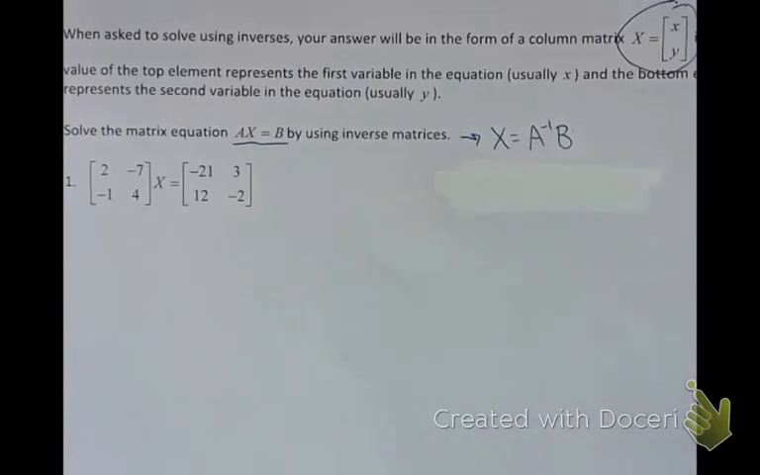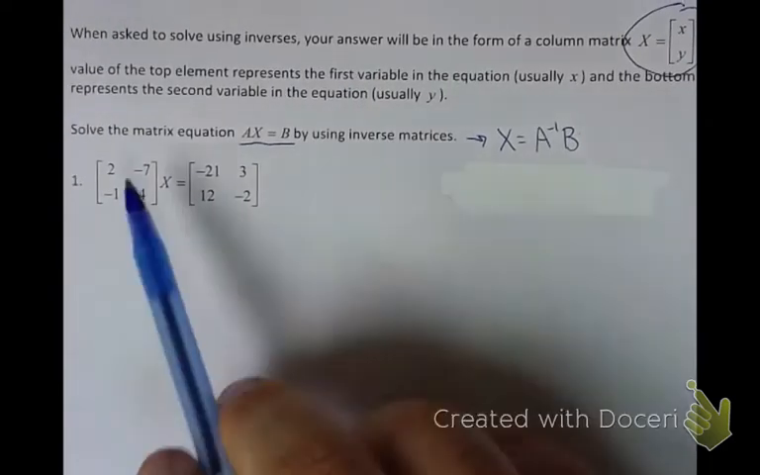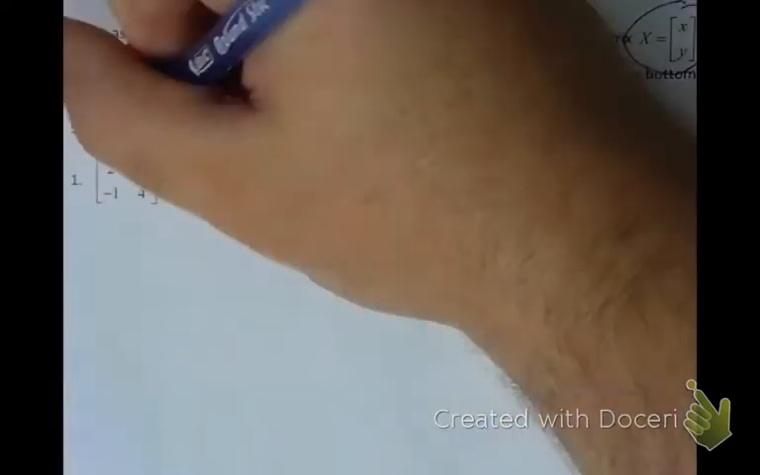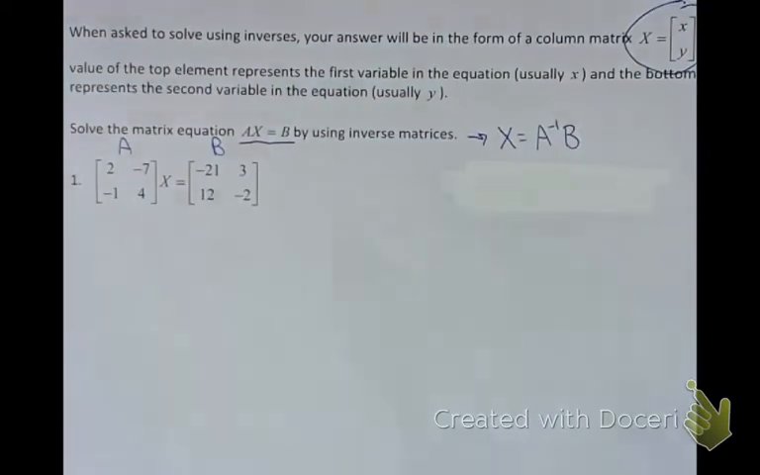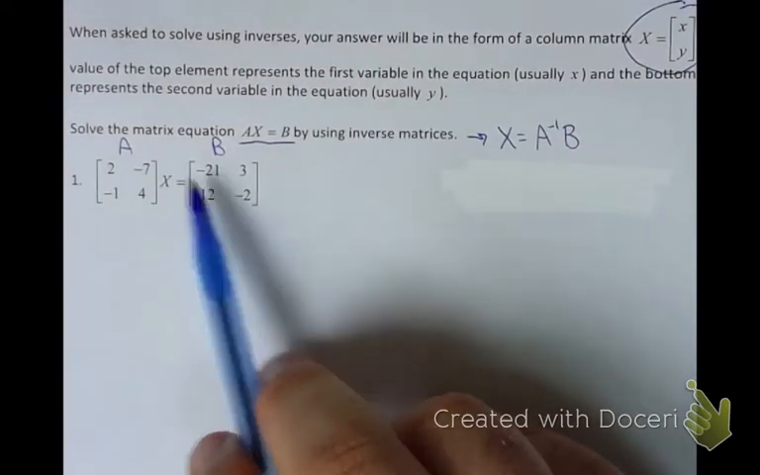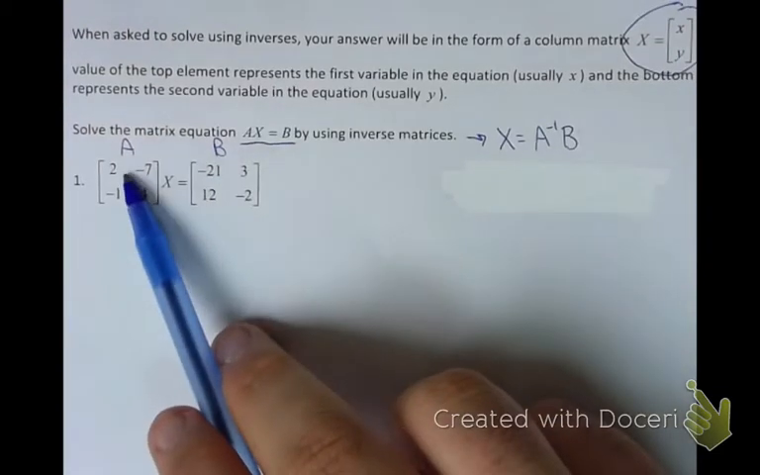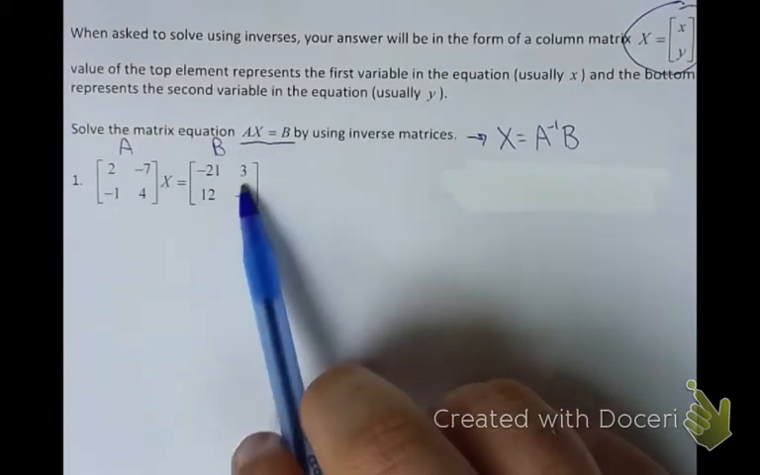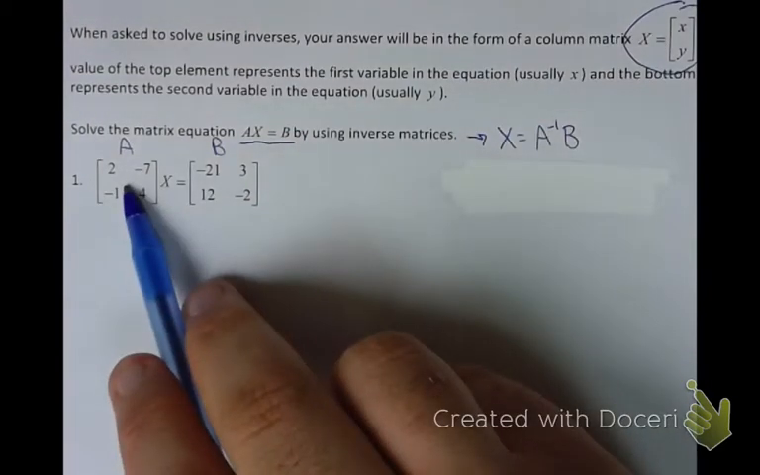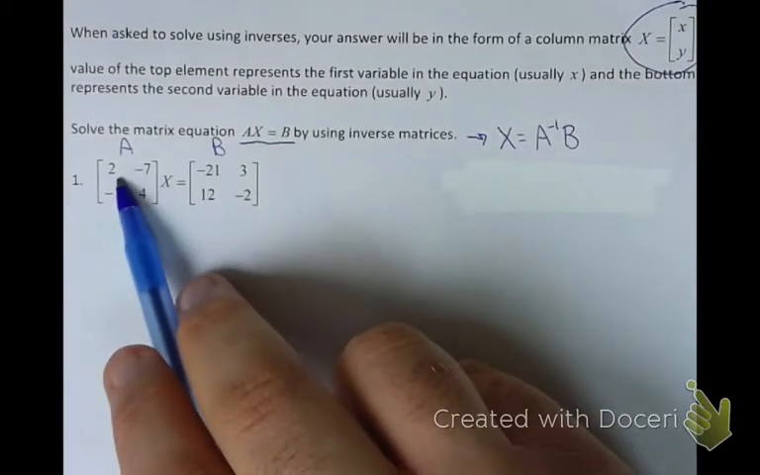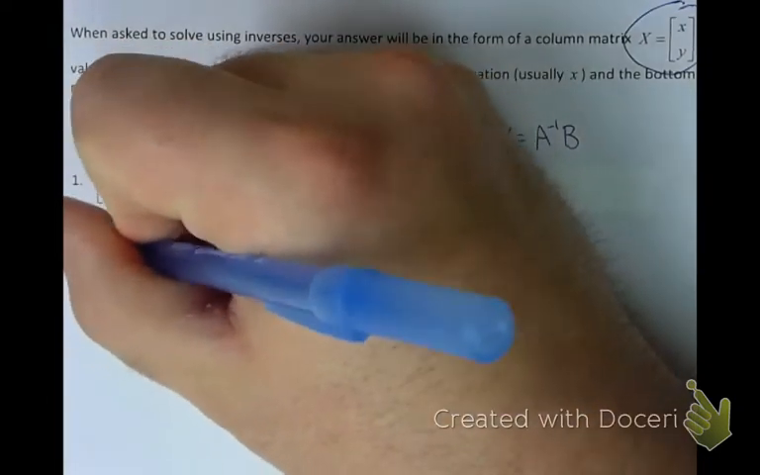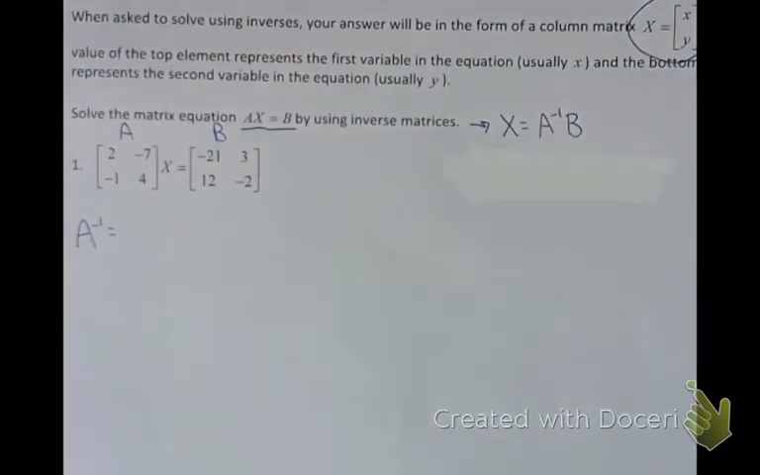So taking a look here at this first example, you can see we've got a matrix times this big X equals another matrix. We are going to assume that the matrices are A and B, left to right. So in order to get the A matrix to the other side, we have to find the inverse of it. So we are going to find the inverse of the matrix in front of the X using what we talked about in the previous lesson. So I'm going to go ahead and find the inverse of it.